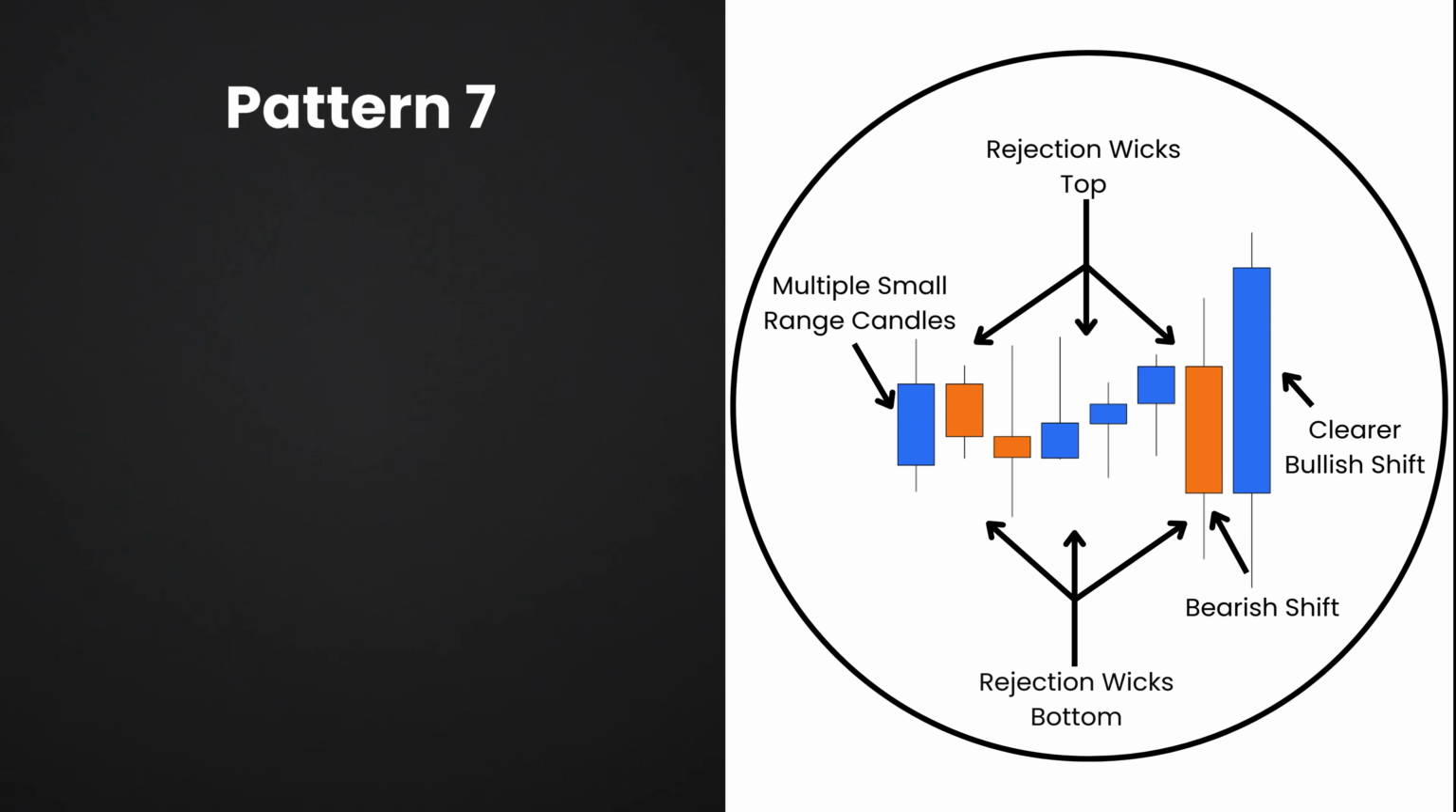Pattern 7. Pattern 7 is about patience inside indecision. Look at what's happening first. Price is stuck in a range. You've got multiple small range candles, rejection wicks at the top and the bottom. That tells you one thing very clearly. Nobody's in control. This is not a trend.